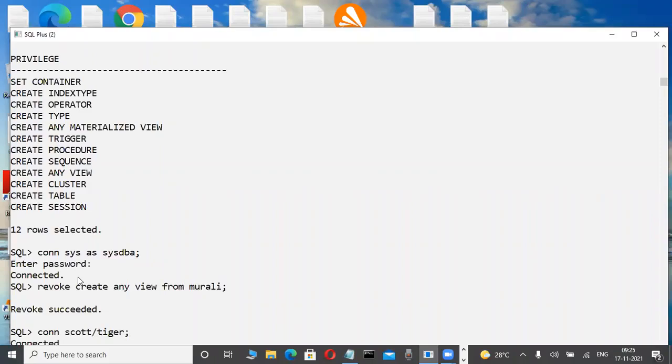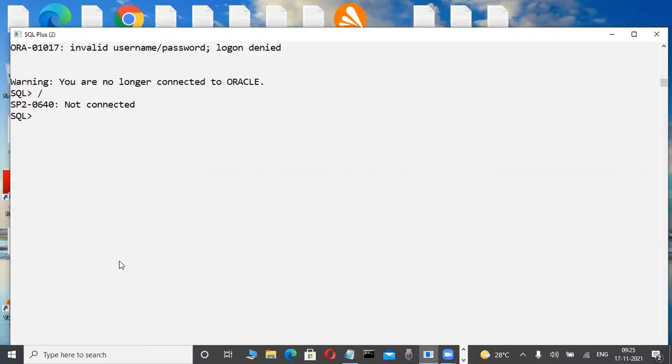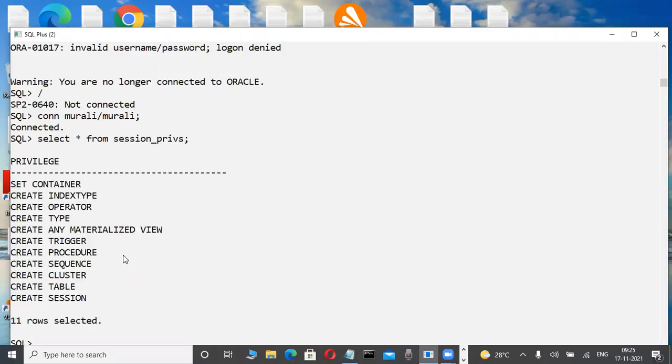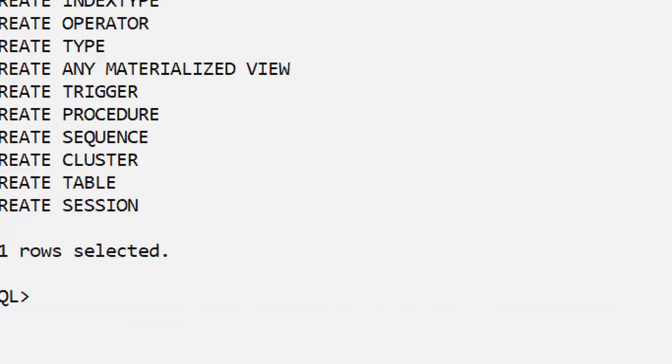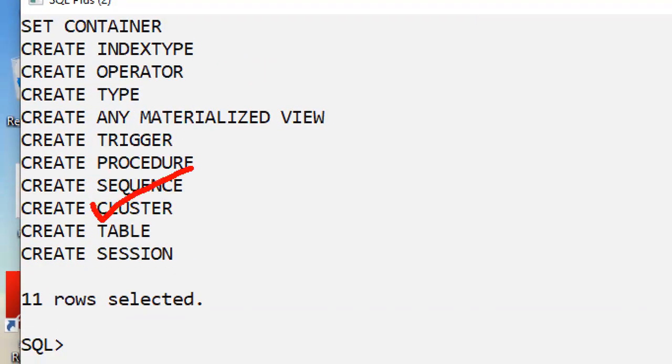Now check it out. Connect as Morally, the Morally user. I am removing a privilege, so now only the create view privilege is there. Then I want to view all the system privileges related to the Morally user: select star from session_privs. In this case, create any view, I am removing, meaning canceling, with the revoke. Now create any view is not there.